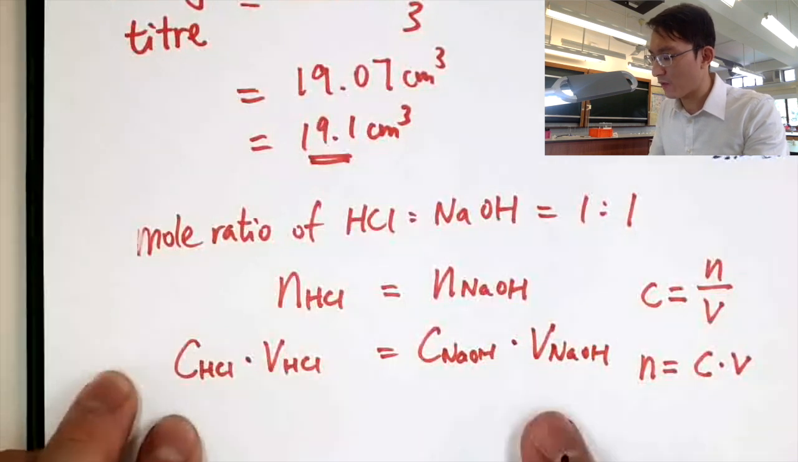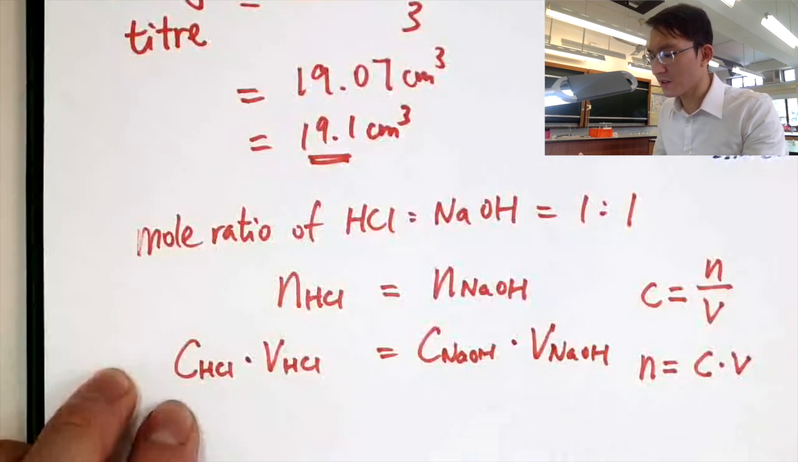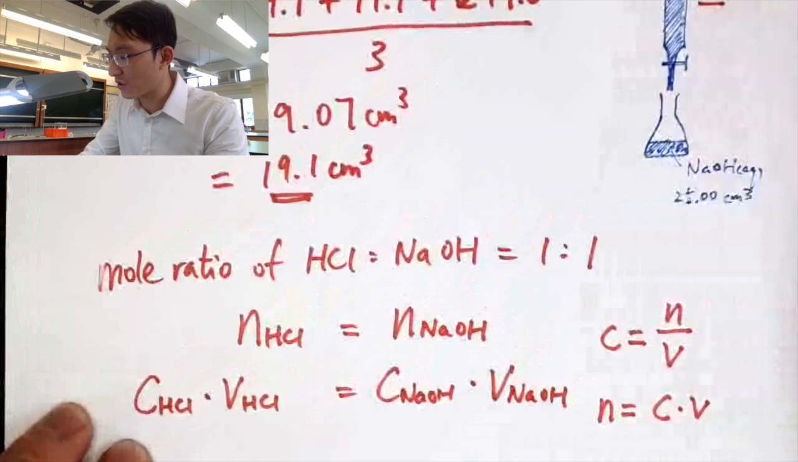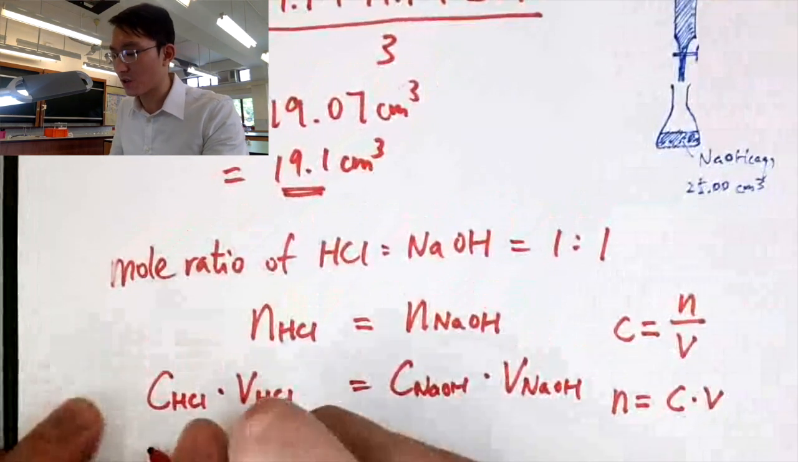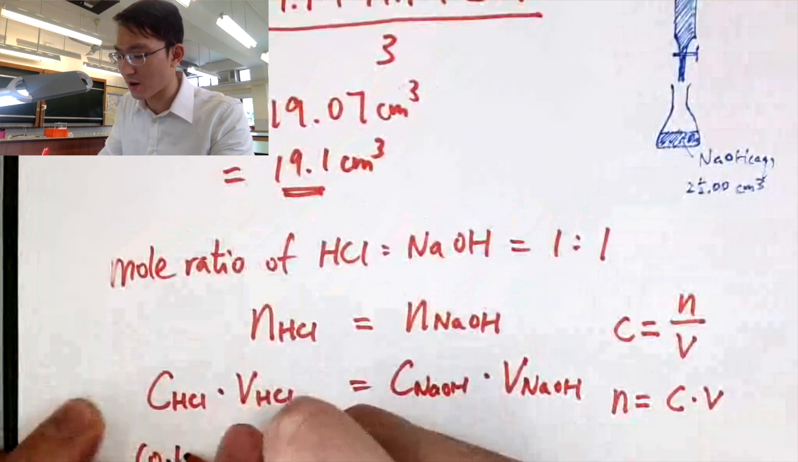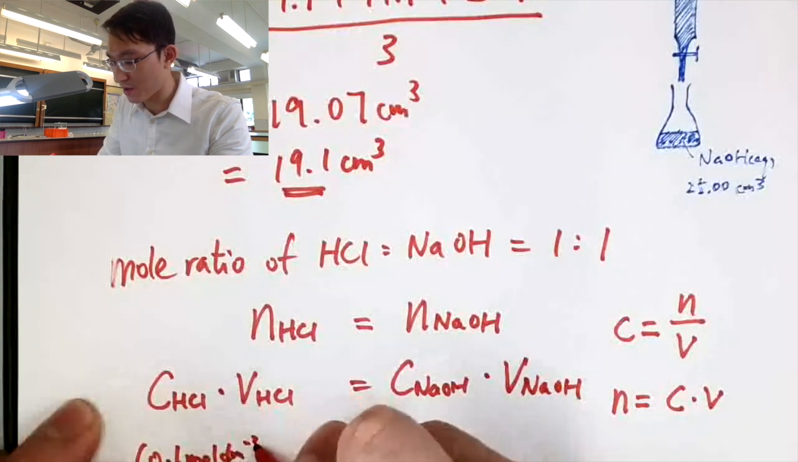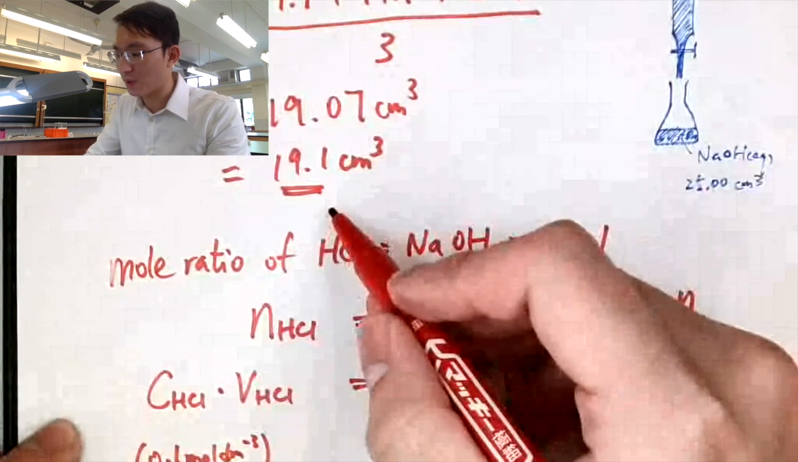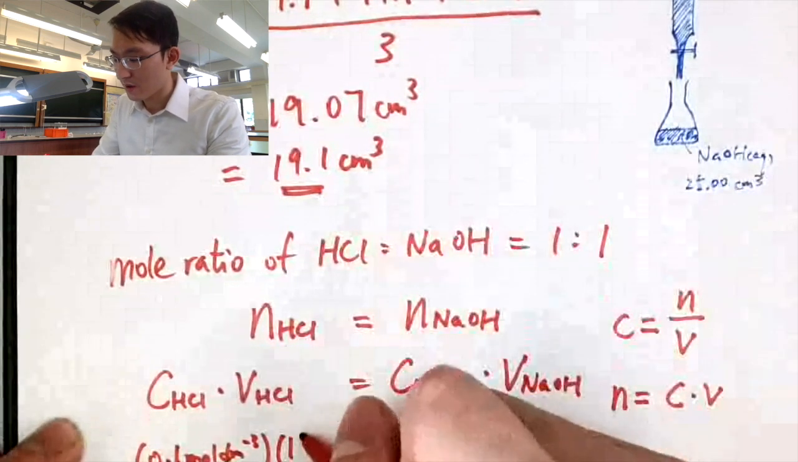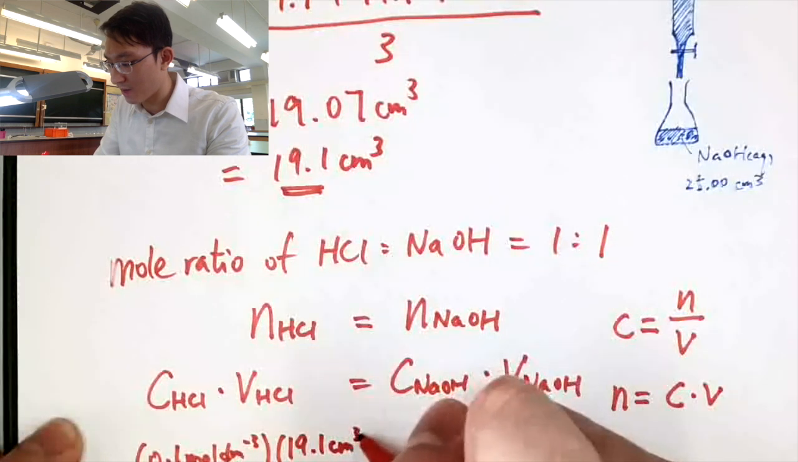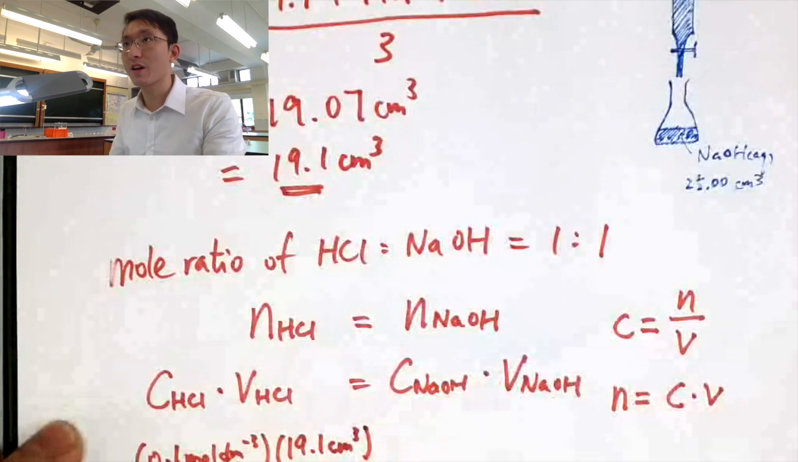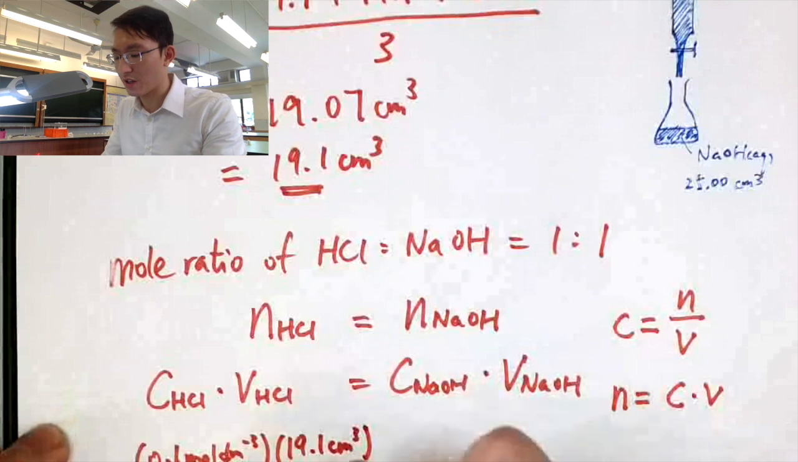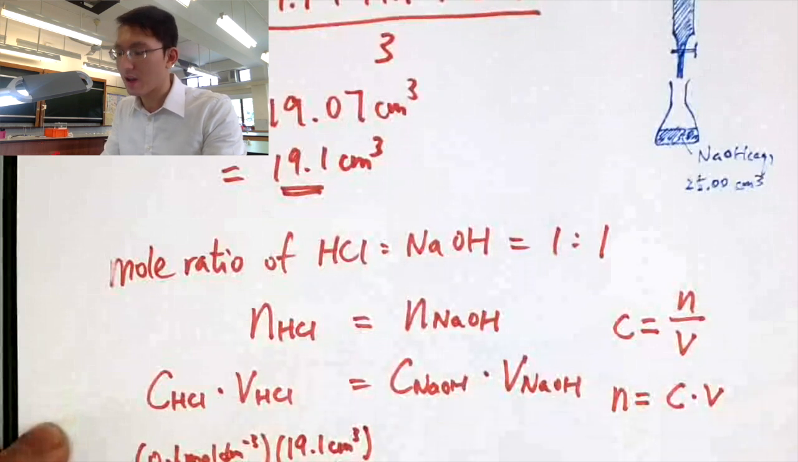Now let's see what we have in this equation. The concentration of HCl, yes, we actually have it. It is our standard solution, which is 0.1 mole per dm cubed. The volume of HCl is the one that I calculated above, 19.1 cm cubed. And of course, if you want to change it to dm cubed, you can divide it by 1,000. But it doesn't matter in this case because we have volume on both sides.